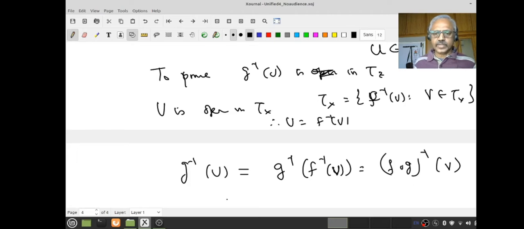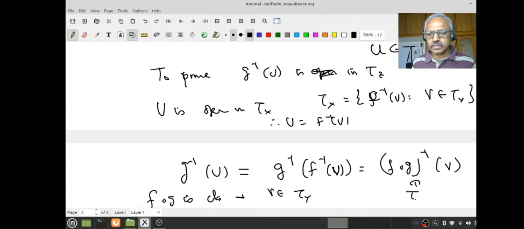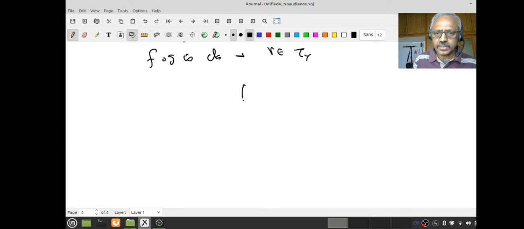But what do I know? It is given F composite G is continuous and V is open in tau Y. Therefore this is in tau Z. Therefore I have proved G inverse U is open. That means G is continuous. Pause, review, proceed.